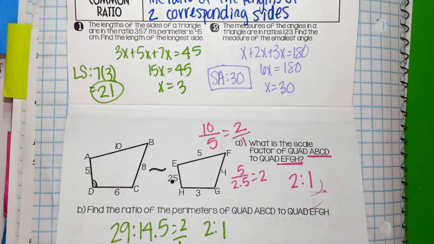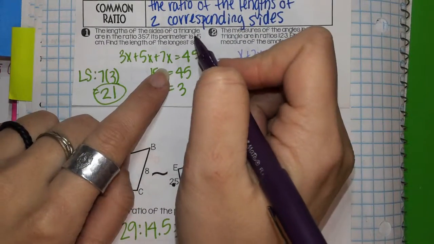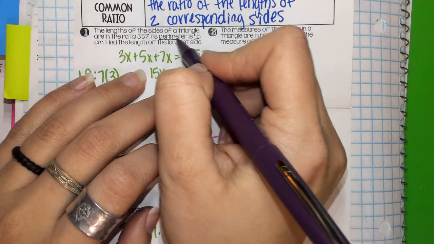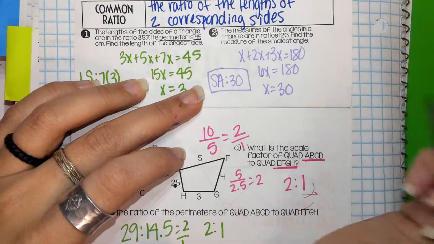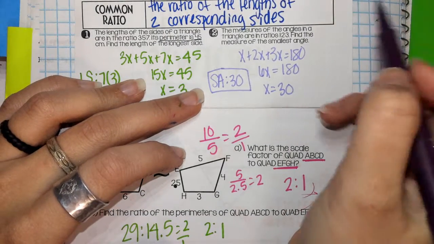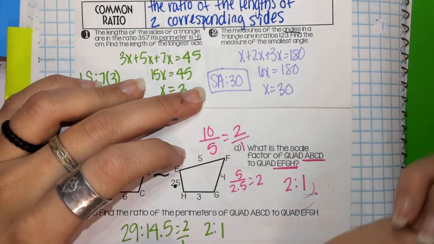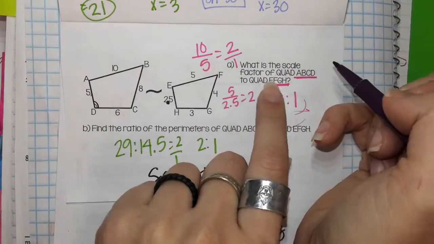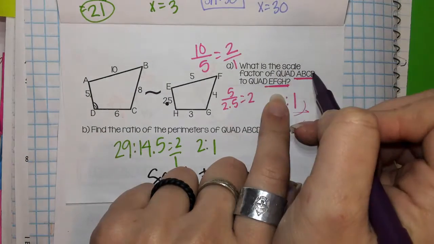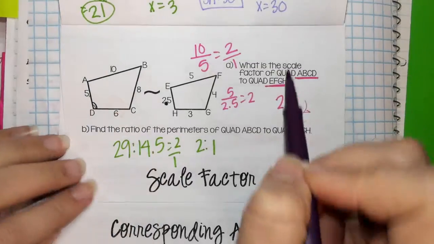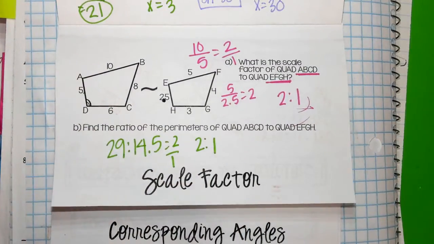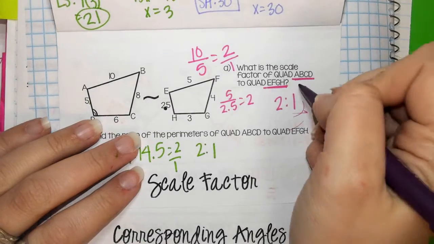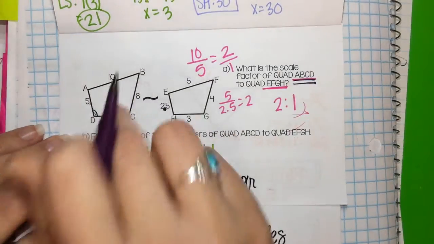Number one. Why did we add these together and set it equal to 45 and not 180? Because it's the perimeter and its side lengths. Good, take a point. Why did we set this one equal to 180? Because that's angles. Good, take a point. And then we found our scale factor of quadrilateral ABCD to EFGH. Now, why did we start with the one on the left? Because it told us to. It said ABCD. It said to start over here.